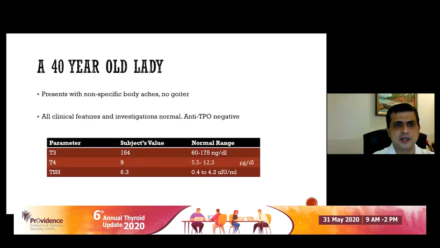This is a 40-year-old lady who came with non-specific body aches and there was no goiter. All the clinical features, examinations and investigations were normal. Her anti-TPO antibody results were also negative. If you see her thyroid functions, her T3 is normal, her T4 is also normal, but the TSH is 6.3. So that shows that the TSH is above normal.